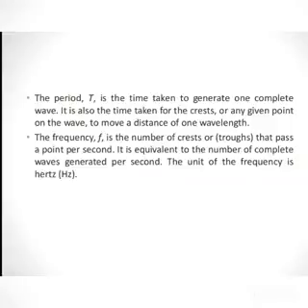So we were talking about frequency. Frequency is the number of crests or troughs that pass a point per second. It is equal to the number of complete waves generated per second. The unit of frequency is hertz. Hertz is equal to per second. It should also be quoted over here that frequency is the reciprocal of time period.